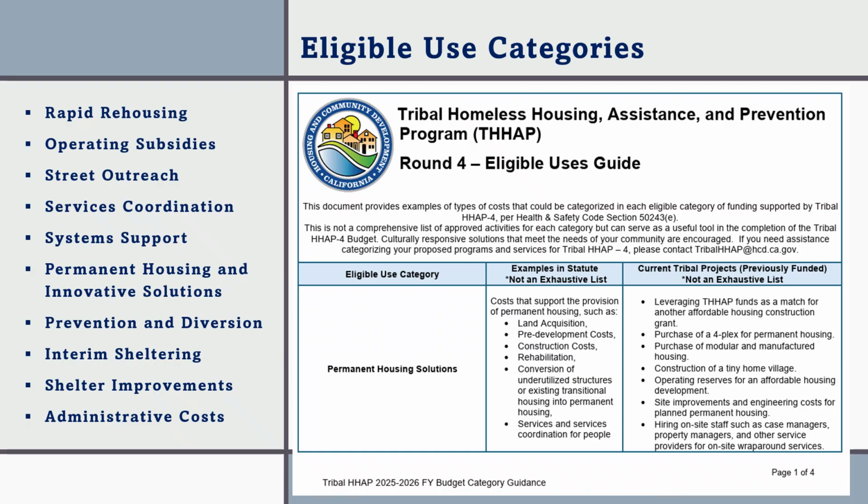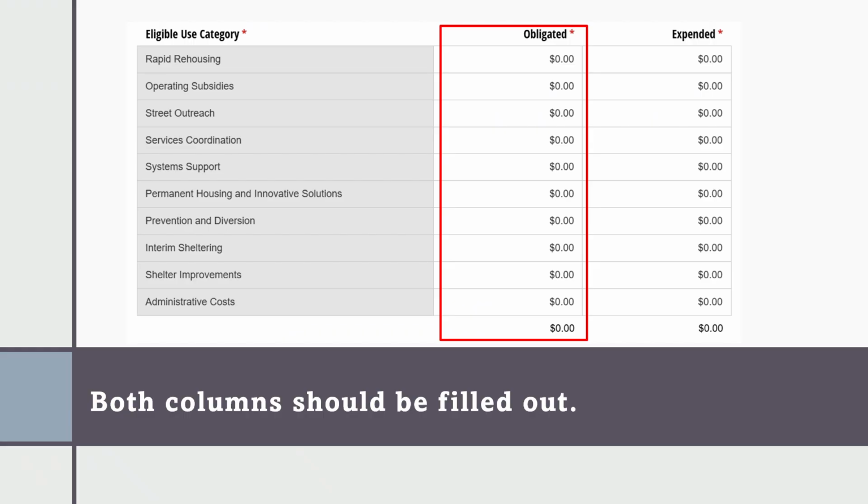The budget and program funds may only be expended on the following program activities. Grantees are encouraged to apply a culturally appropriate lens to each category, ensuring that programs and services are customized to meet the needs of their communities. These eligible categories are listed in our program's NOFA, and examples are found in our Eligible Uses Guide, both available on our program website.